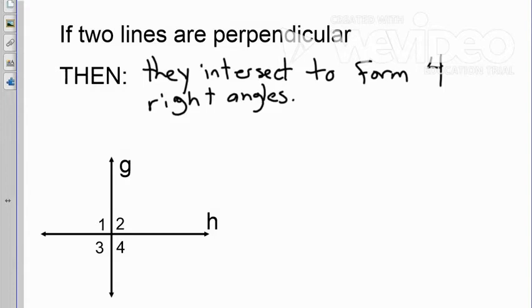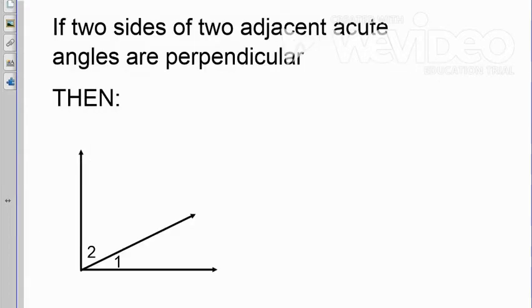Again, you should know the logic of these based on what we've already talked about, but it's always good to go back and look at these and make sure you understand what it is that you're actually doing. Okay, if 2 sides of 2 adjacent acute angles are perpendicular, then the angles are, anyone guess it?